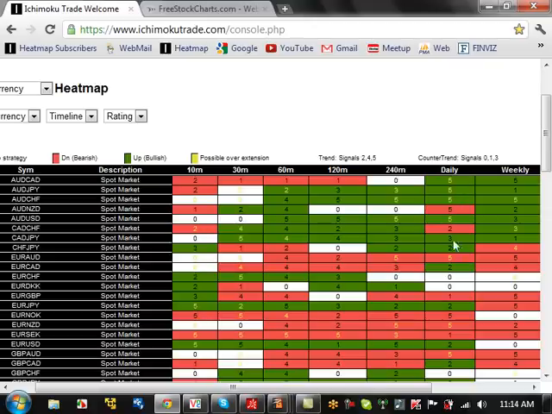We're looking at both the daily and weekly for long-term trends. What you're looking for is, on the daily time frame, a trend strategy, which is a 2-4, and then on the weekly, a 2-4 or 5. And if you scroll down, you see a lot of things are in conflict.